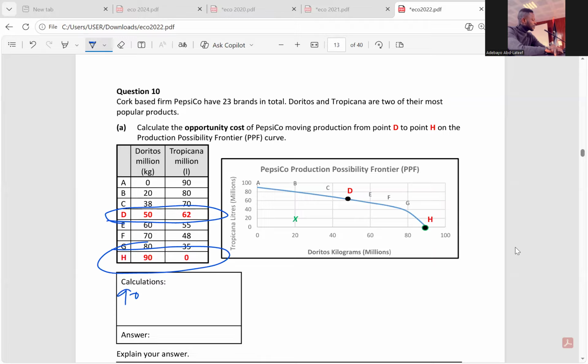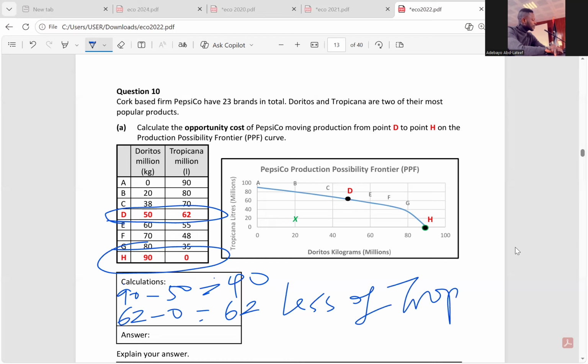50 and 90. 90 minus 50, that's 40. 40 more of Doritos will be produced. Then 62 minus 0 is 62. 62 less of Tropicana. You get that? 40 more of Doritos, 62 less of Tropicana.